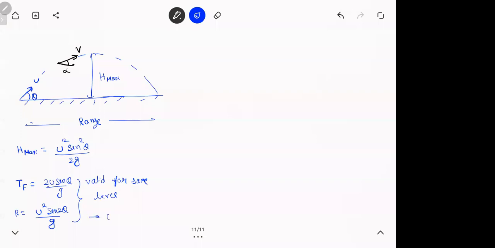And here also we know theta and 90 minus theta give the same range. Theta 45 is the maximum range. X coordinate is u cos theta t. Y coordinate is u sin theta t minus half g t square.